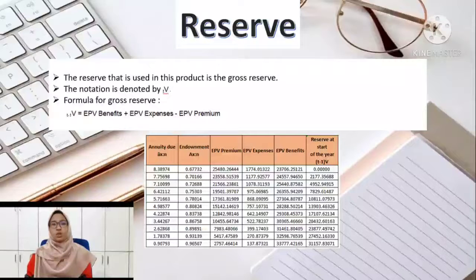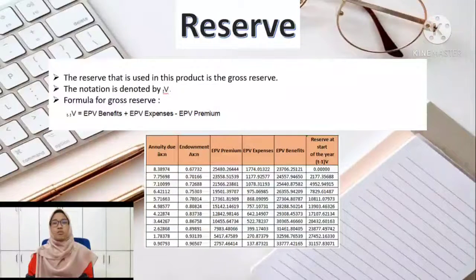Premiums are more than adequate in the early years to meet the expected cost of benefits. Therefore, setting aside reserve is practical so that we are able to pay for future claims and to stay solvent. The reserve that is used in this product is the gross reserve. The notation is denoted by tV, which means the reserve at time t.